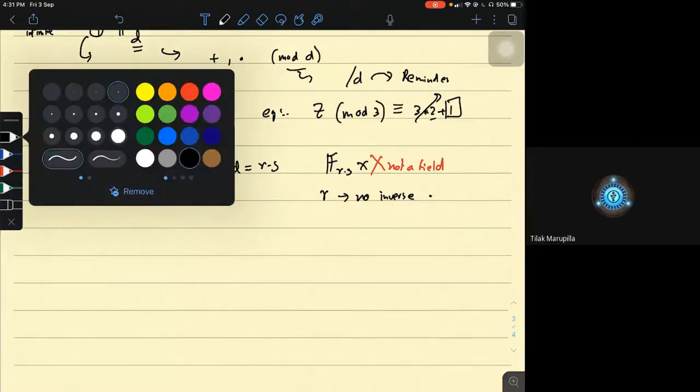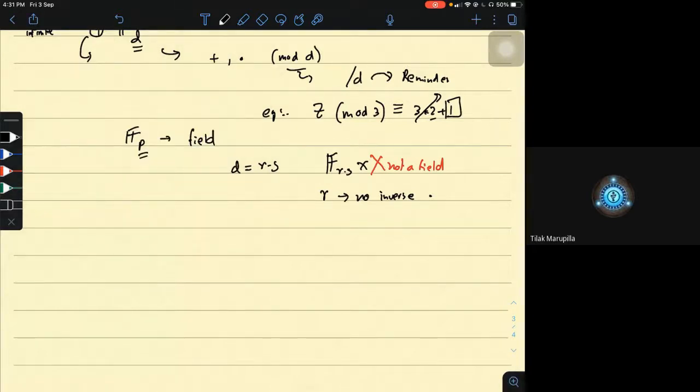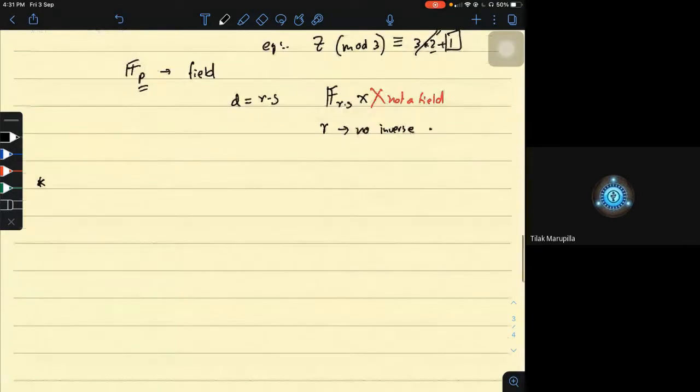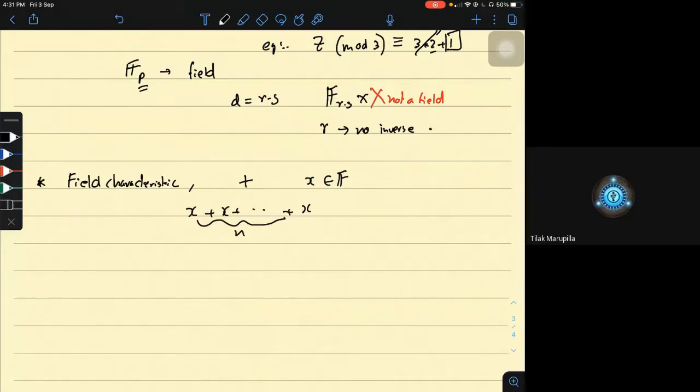Another useful quantity, which we don't mostly need but just for knowledge's sake: we have something called a field characteristic. So I have an operator plus, and I have an element, say x, belonging to this field, finite or infinite. Say x plus x, I repeat this addition n times, where n is some integer.